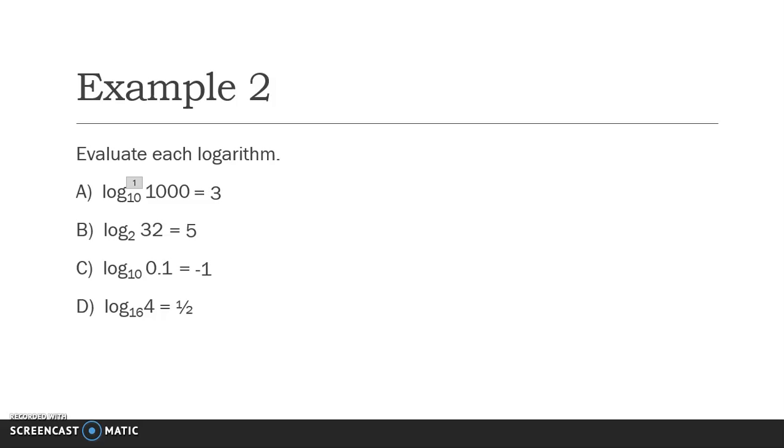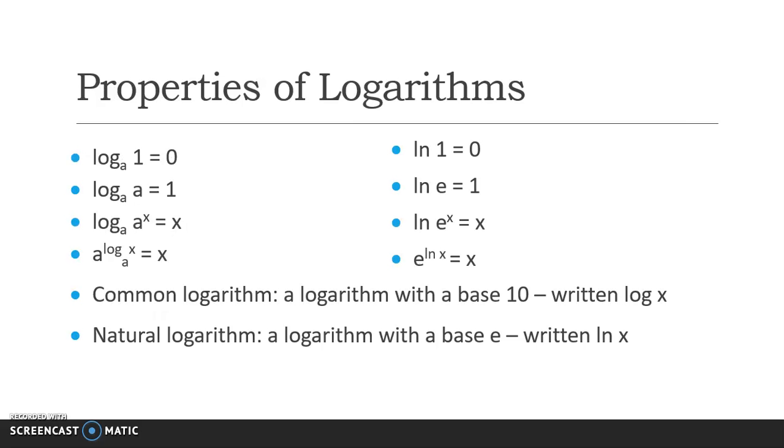Now we're going to take a look at a few properties of logarithms. These properties make sense if you think about what exponents do. So remember, anything to the 0 power is 1. So anytime you see a 1 right here, the answer is 0, automatically all the time.